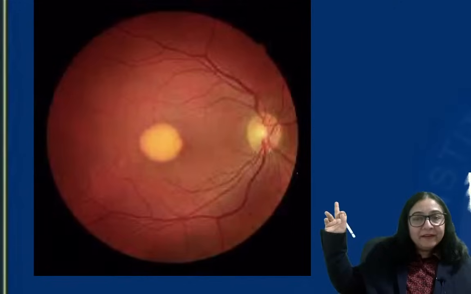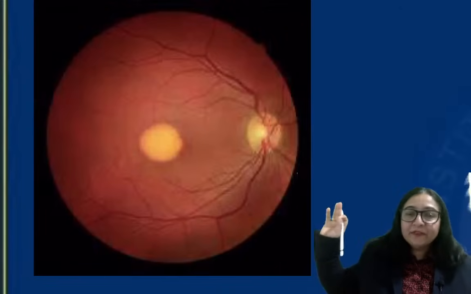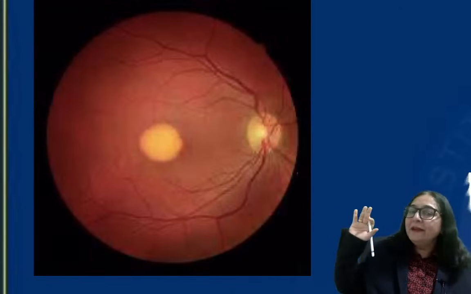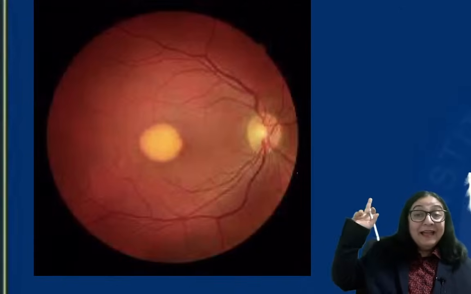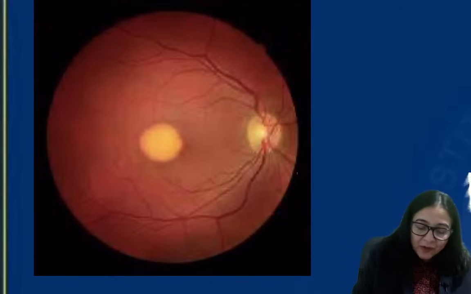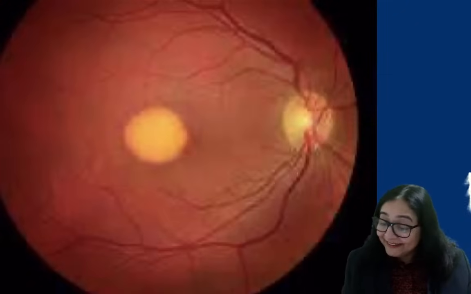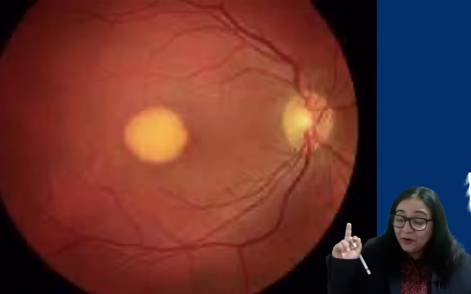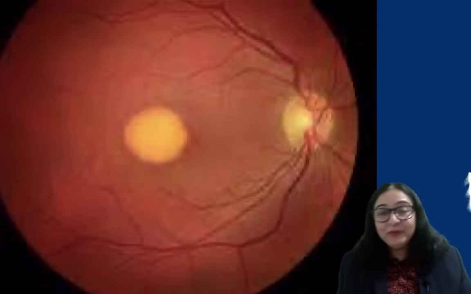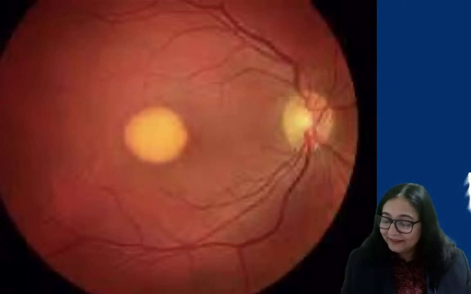So what you're seeing here is the fundus, beta. In fundus, always go step by step. Optic disc is normal, blood vessels are normal. Coming to the macular area, you are seeing a yellowish spot. Do not jump to the conclusion, beta. So it is not a central retinal artery occlusion.